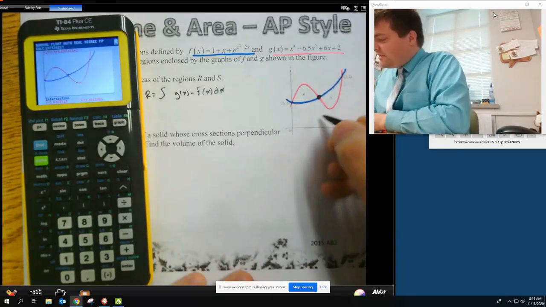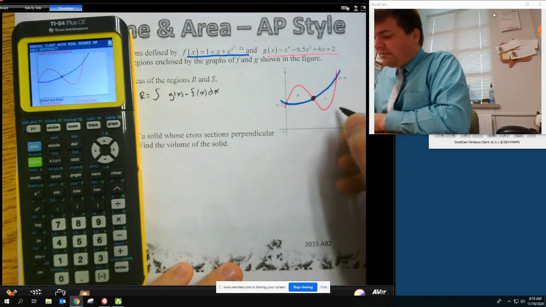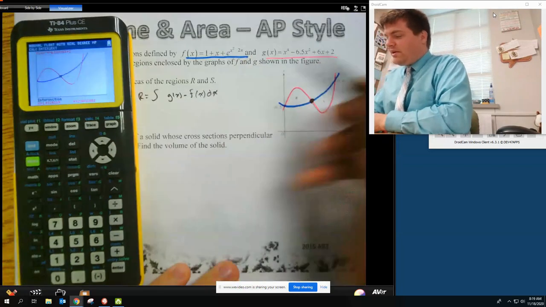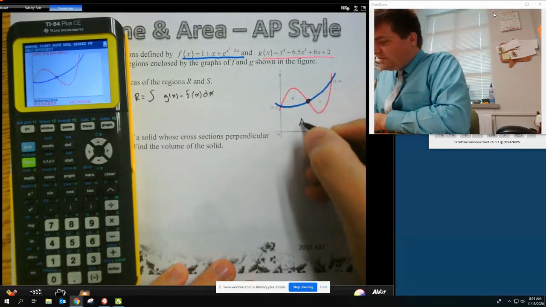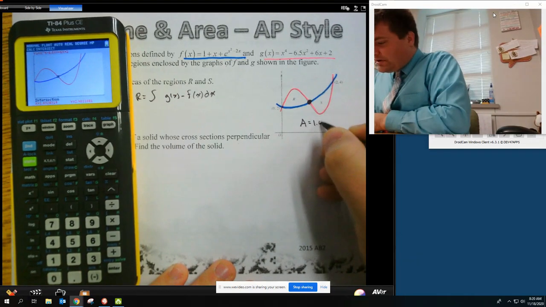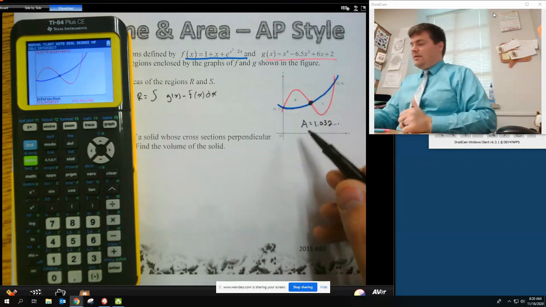So we're going to get that intersection at about, I'm going to call this letter A, because that way I don't have to keep writing this over and over again. This is going to intersect at A, and I'm going to say that A is 1.032... That just means that there's more going on.